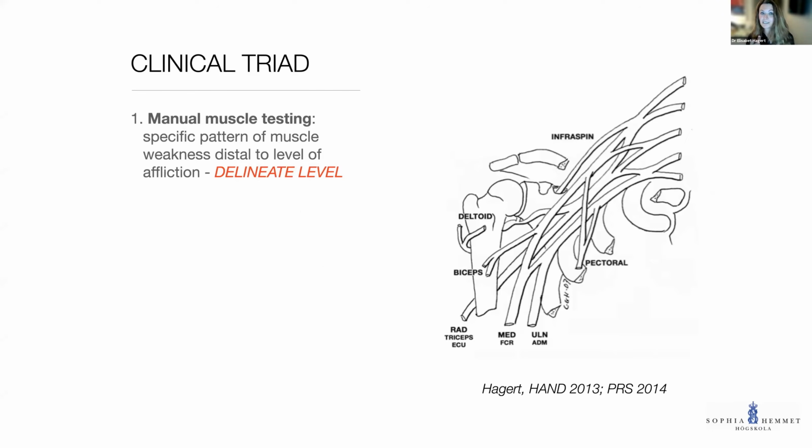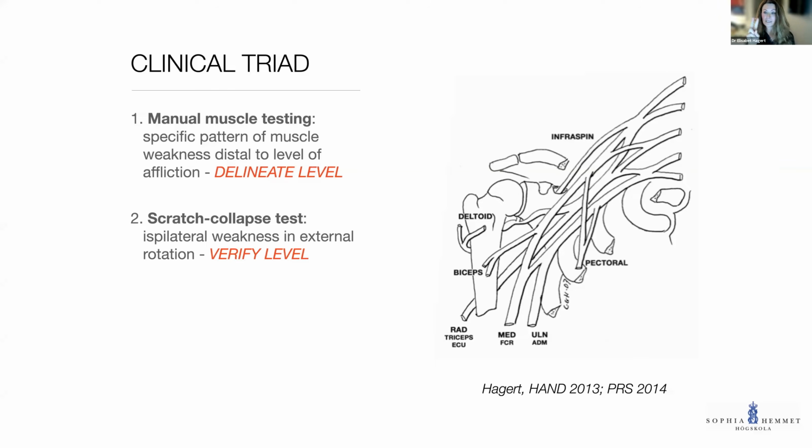First, manual muscle testing. This is done in the standardized fashion to find specific patterns of muscle weakness distal to the level of nerve compression or affliction. So you use this first to delineate the level of nerve compression. Second, the scratch collapse test, where you look for ipsilateral weakness in external rotation after provoking the nerve where it is compressed. And finally, pain and/or a positive Tinel's test at the level of nerve compression. You may, of course, if you want to, add additional provocative maneuvers at this point.